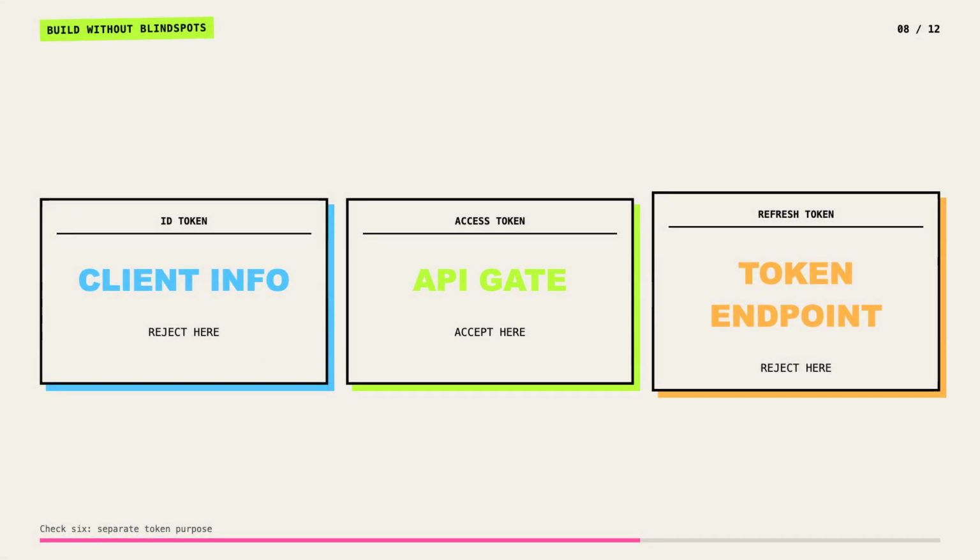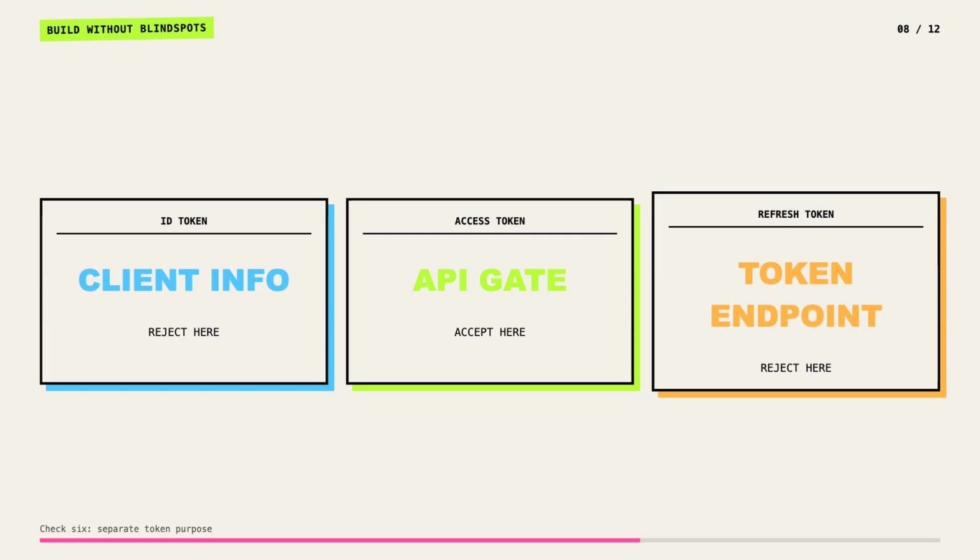Check 6 is token purpose. JWT is a format used by different protocols and token types. An ID token tells a client about an authentication event. An access token is presented to a resource server according to the provider and API design. A refresh token is used to obtain new tokens and may not be a JWT at all. These objects are not interchangeable just because they look similar when decoded.